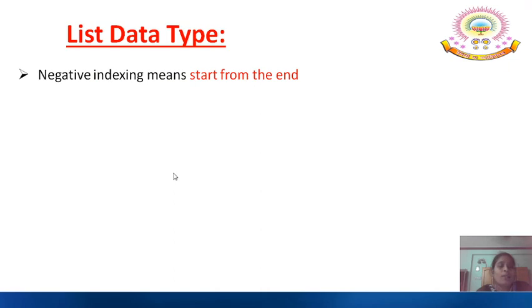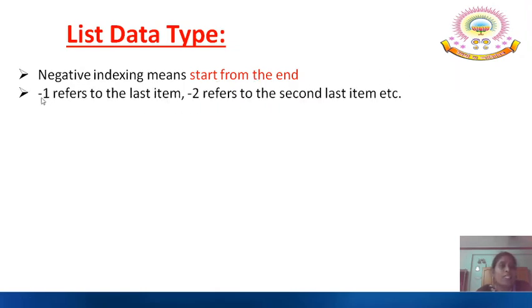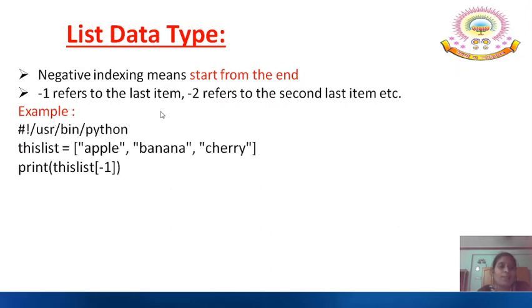Now coming to the list data type, negative indexing is also possible. When you are using negative indexing, that means you are going from right to left, in the backward direction. So -1 refers to the last item in the list, -2 refers to the last but one item in the list. For example, this list equals apple, banana, cherry. When you want to print list of -1, -1 means the last element, which is cherry. So output will be cherry.